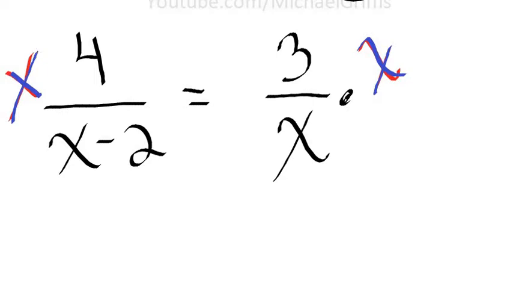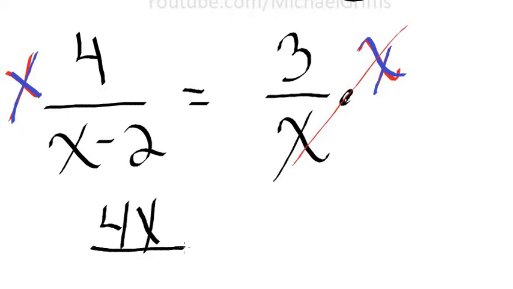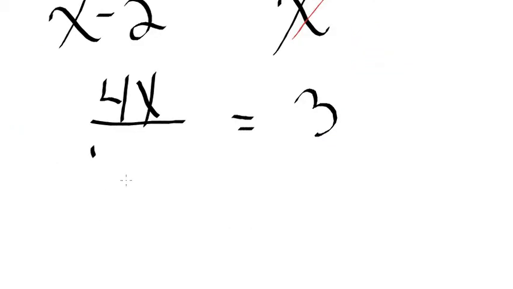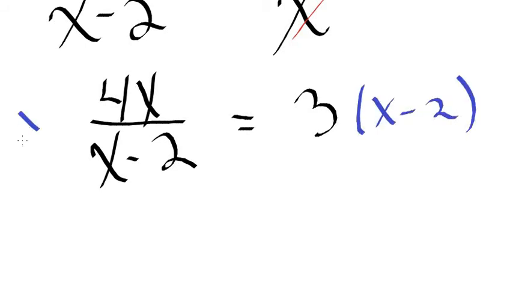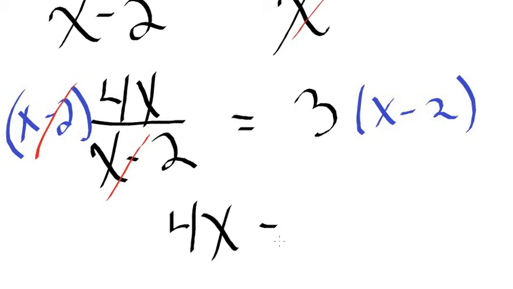Okay, what happens? These cancel out. So now we're left with 4x over x minus 2. I need to scroll up the screen a little bit. Now you just multiply both sides by x minus 2. Therefore, these cancel out. Now you're left with 4x is equal to, let's go ahead and distribute that.